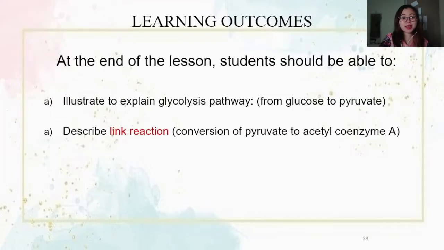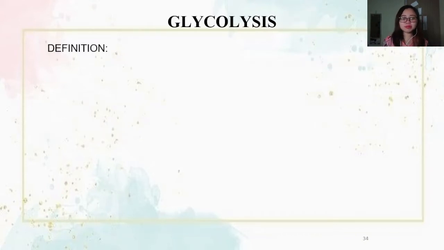As usual, let's have a look at the learning outcomes before we dive into the lesson. I hope that by the end of this video, you should be able to illustrate and explain the glycolysis pathway from glucose to pyruvate and also explain and describe the link reaction, which is a conversion of pyruvate to acetyl coenzyme A. Now, to put it simply, glycolysis is breaking down glucose.